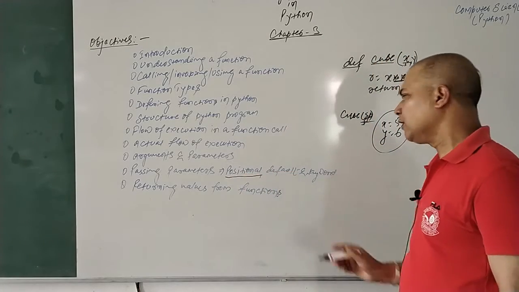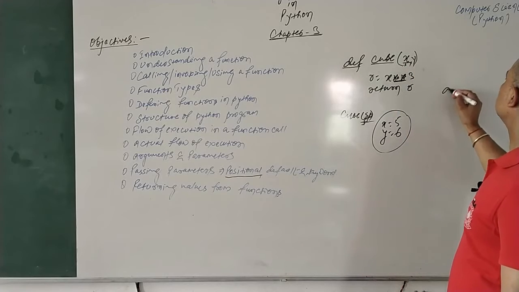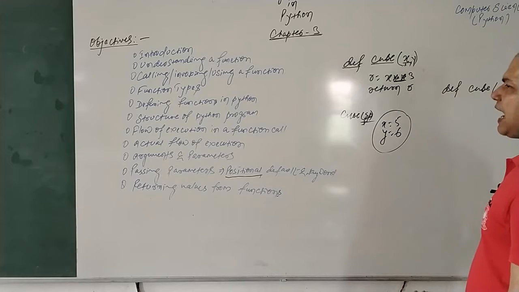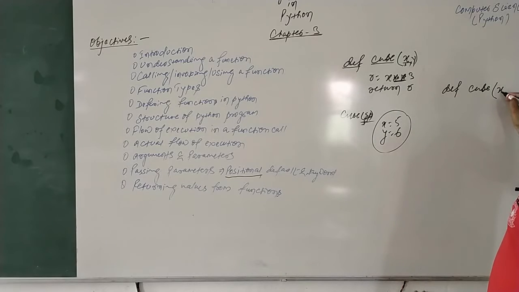Now come to the default. In some circumstances, I can write a function cube and then inside the bracket I mention x equal to 30.